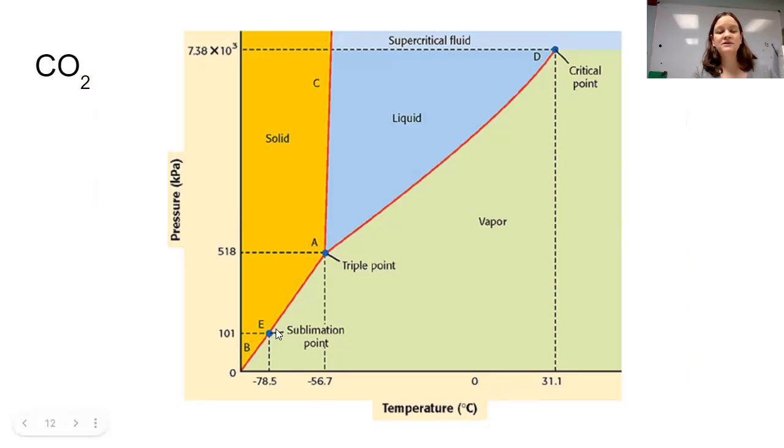You can see the sublimation point down here. At this point, it's going back and forth between a solid and a gas. Here's the triple point. This of course has its own triple point, and then the critical point is way up here. This is the point at which you no longer have liquid, right? Those are the max conditions for a liquid.